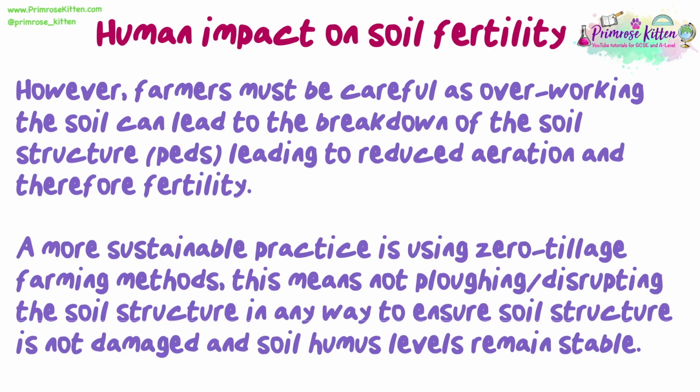A more sustainable practice is using zero-tillage farming methods. This means not ploughing or disrupting the soil structure in any way, to ensure soil structure is not damaged and soil humus levels remain stable.